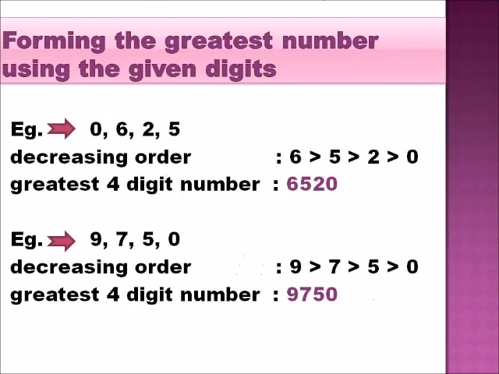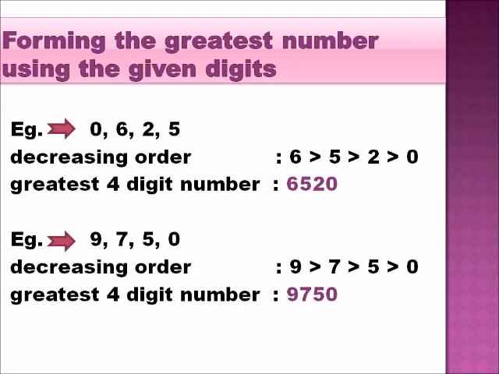Next, in example 7, we have digits like 0, 6, 2 and 5. Now let's arrange them in decreasing order as 6 is greater than 5, 5 is greater than 2, 2 is greater than 0. Therefore the greatest 4-digit number will be 6520.